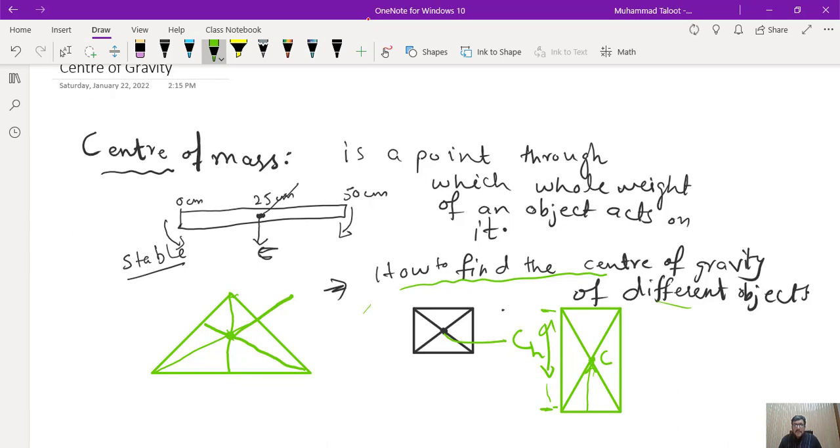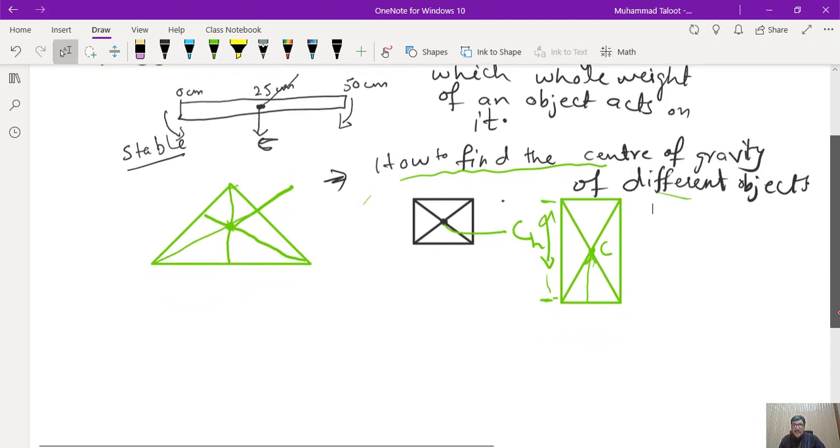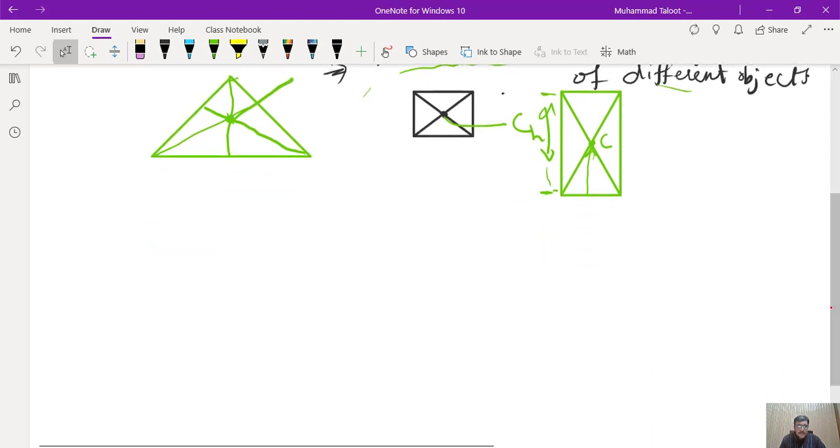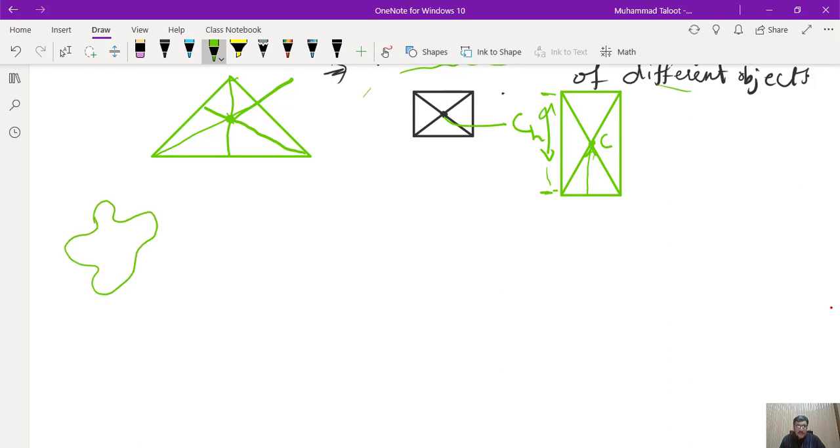But what do we have to do if we have an irregular shape? How can we find the center of gravity or center of mass for those objects? Suppose I have a shape in this way, this is an irregular shape. Or if I have the shape in this way, this is also an irregular shape. Or if I have the shape in this way, this is also an irregular shape.